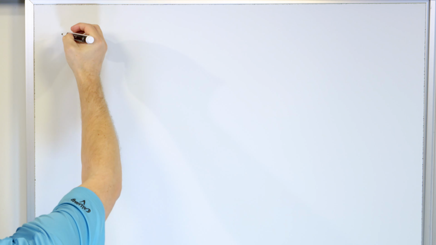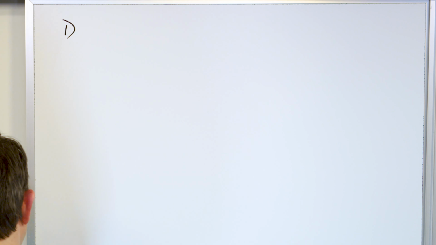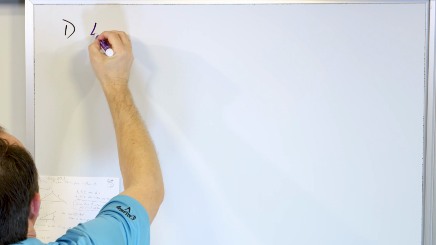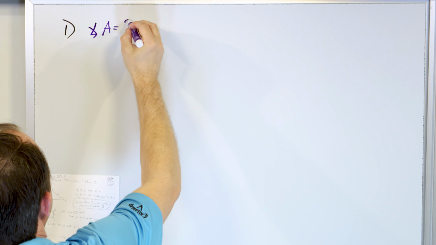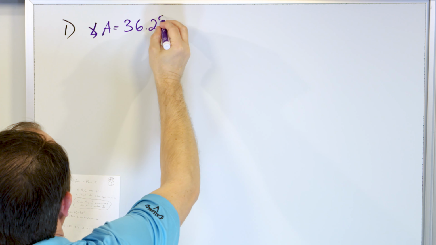All right, so let's jump into problem number 1. Now that we know what we're trying to do, let me just tell you that I'm going to give you the measure of angle A to be given to you as 36.2 degrees.